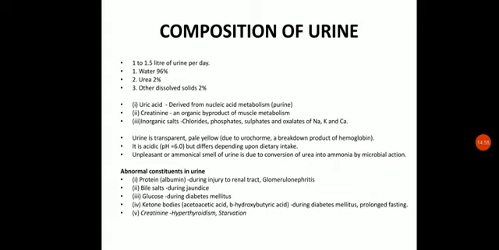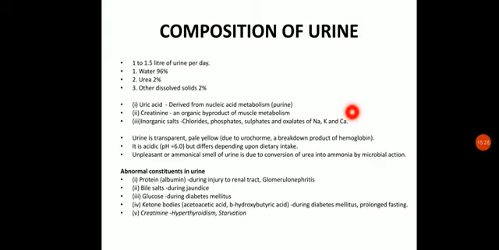An adult human excretes on average 1 to 1.5 liters of urine per day. Most of the time it consists of 96% water and 2% urea. As we know, urea has to be in diluted form. So 96% will be water, 2% urea, and other dissolved solids will be around 2%.